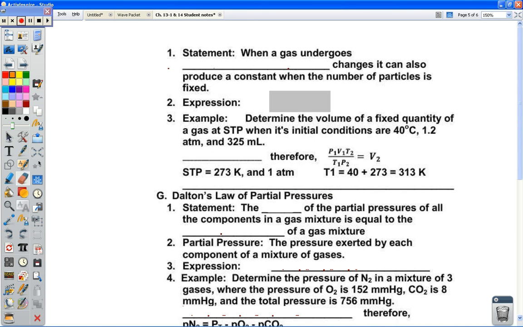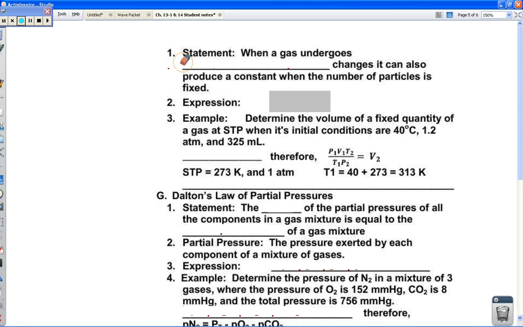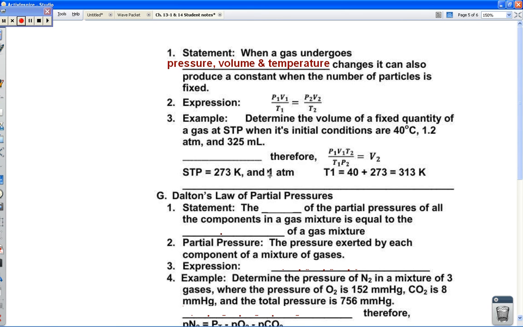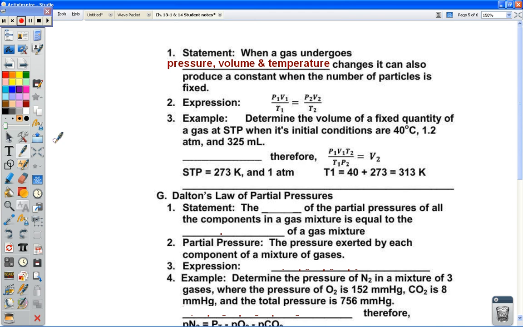Here's our statement for it. When a gas undergoes pressure, volume, and temperature changes, it can also produce a constant when the number of particles is fixed. And it's given by that: P1 V1 over T1 equals P2 V2 over T2. Now, it's at this point that I'm going to tell you the only one you need to know of all these equations is this one.